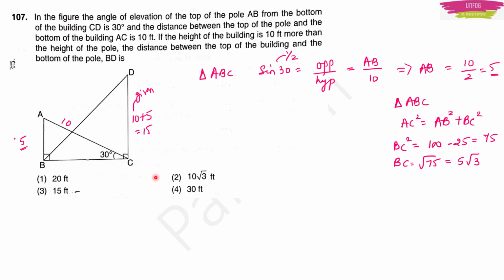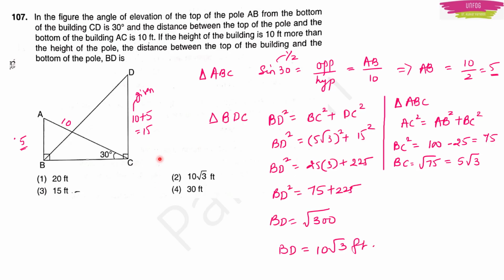Okay. Once I find the BC value, this BC value I can use it in this bigger triangle, right? BCD I can use it, right? Or BDC I can use it. So I have just substituted and I found the value of BD. Okay. So that will be 10 root 3 feet. So option 2 will be the correct answer.